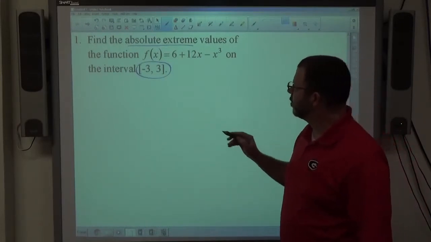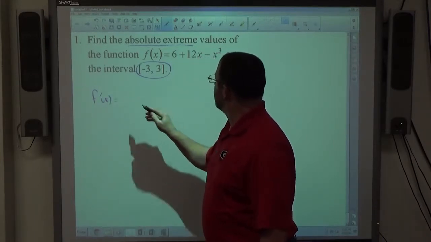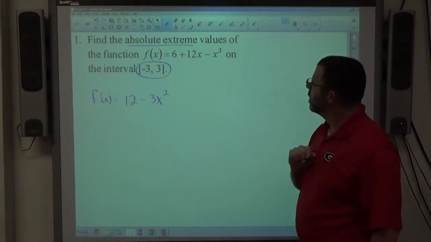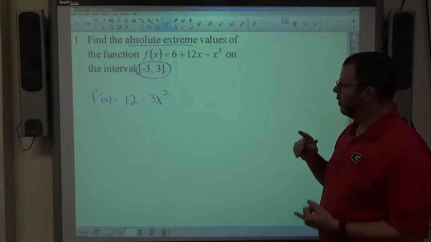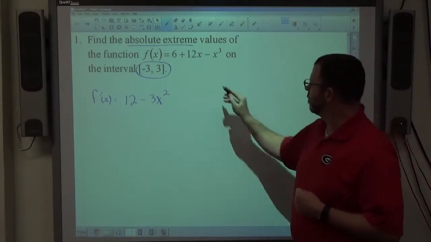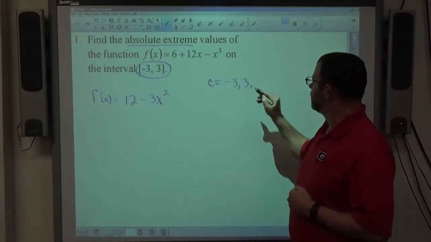So the easiest way to do this is just to find the first derivative, which is going to be 12 minus 3x squared. And we have a polynomial function. The three criteria for critical numbers: endpoints. So my critical numbers will be -3 and 3.